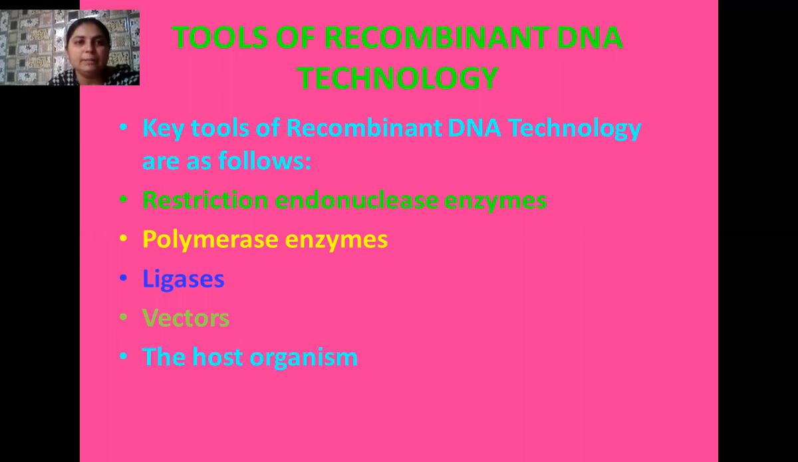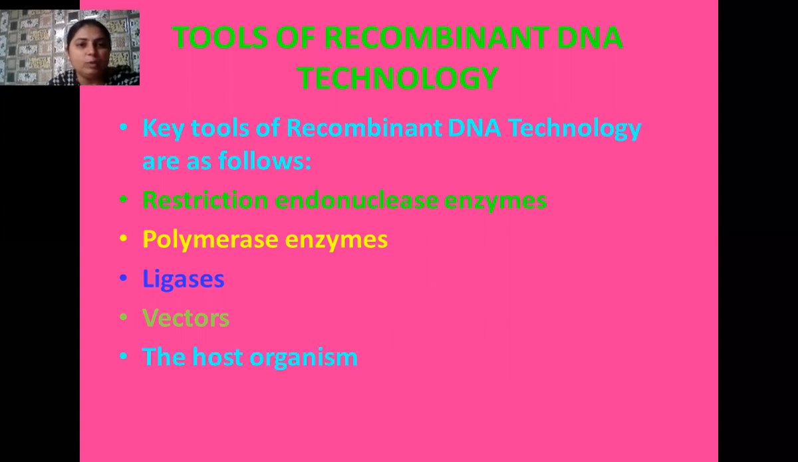engineering. So there are some key tools of recombinant DNA technology, and these are restriction enzymes. Students, restriction enzymes are of two types. These may be the restriction exonucleases and restriction endonucleases. So here we are talking about restriction endonucleases, which are also known as the molecular scissors, because these enzymes cut the DNA segment from within by recognizing some specific sequences which are known as the palindromic sequences. How these enzymes work, that I will tell you later.